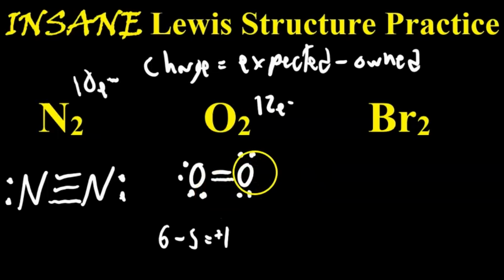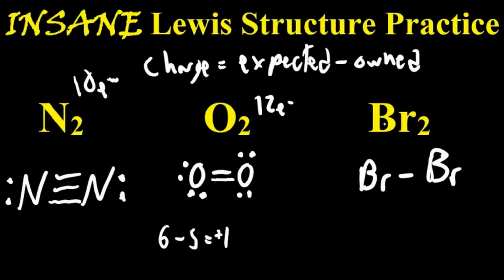Now this isn't the correct structure of O2, but anyways, this is what Lewis structure predicts in this theory, even though it's not correct. It's the Lewis structure. Okay, so Br2, same thing, we attach the atoms. So Br is attached to Br.